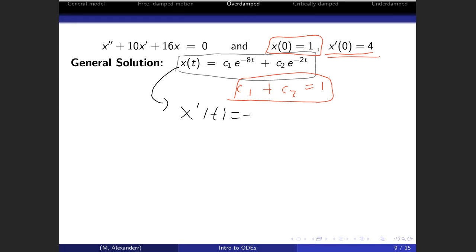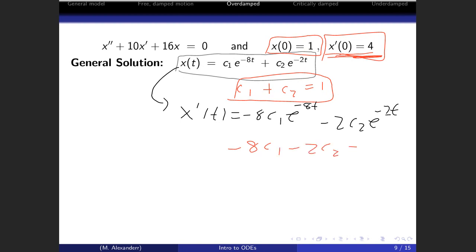So this is going to be -8 C1 e to the -8t, and then minus 2 C2 e to the -2t. And so now looking at the second initial condition, we are saying that if we plug in 0 into this first derivative, the output should be equal to 4. And so let's do that. We plug in 0 into the derivative that we just found, and then we'll get the following. We get -8C1 minus 2C2, and then the output is going to be equal to 4.